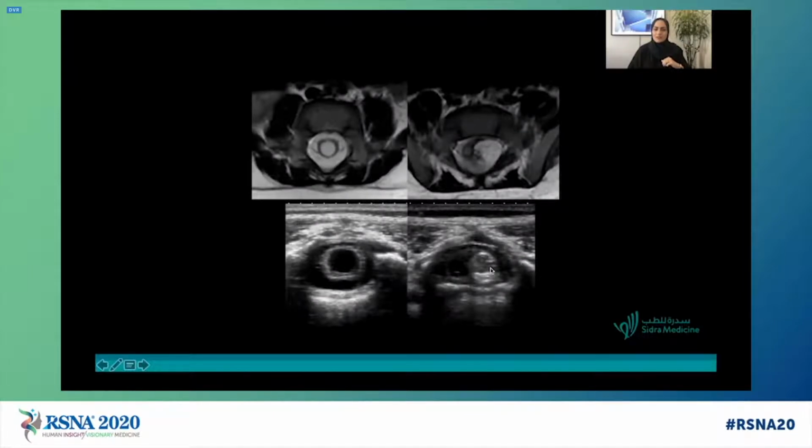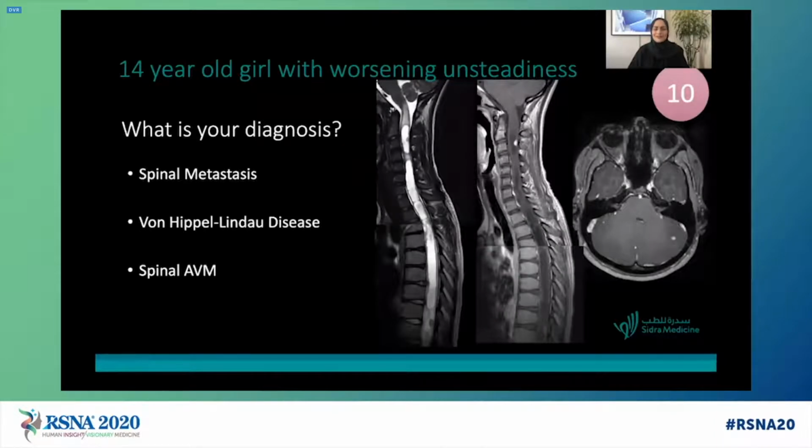Here is the lipoma, and you can see the lipoma down here. You can see the syrinx also very beautifully. Of course, ultrasound is heavily operator dependent, and you can only utilize it within the first 2 months after birth. Moving on, let's look at the next patient.